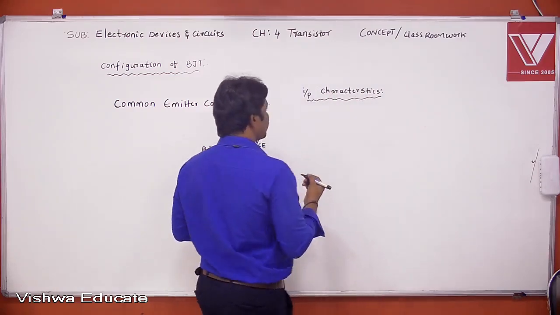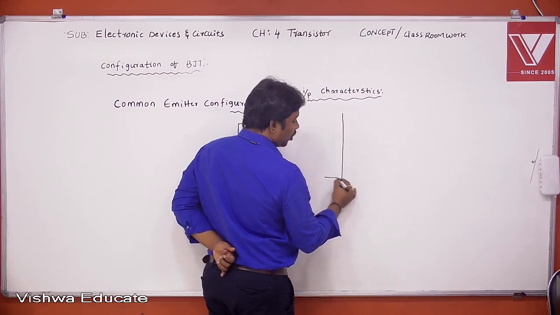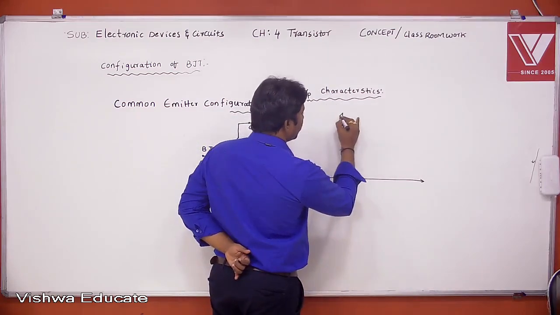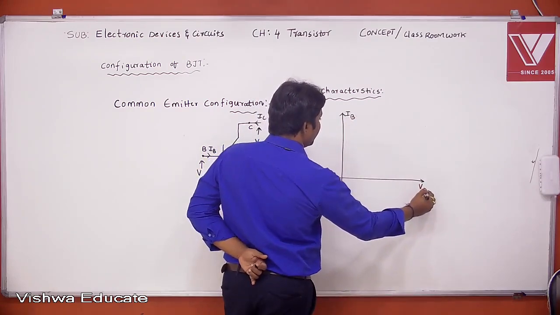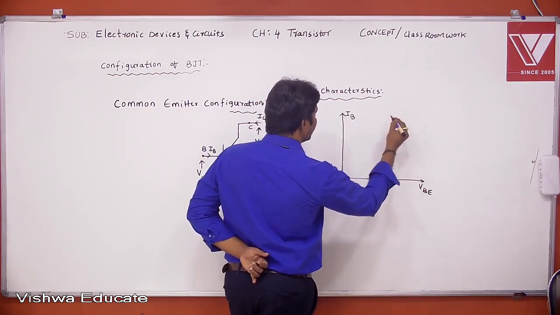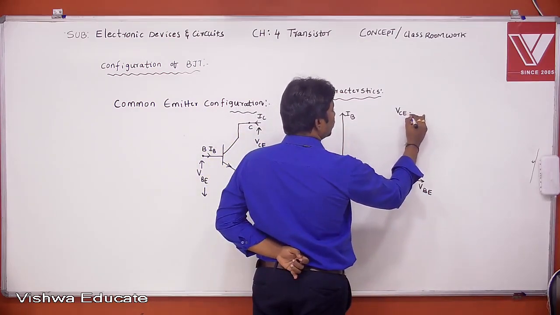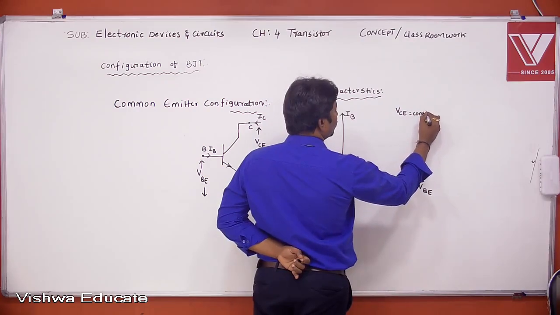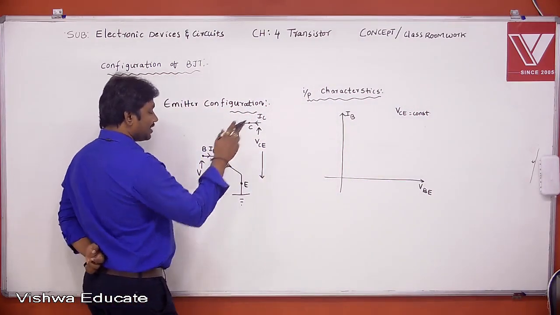Input characteristics. Now see here, these input characteristics are drawn between IB versus VB, by keeping which one constant? VC is constant, right? See here, what is IB here?